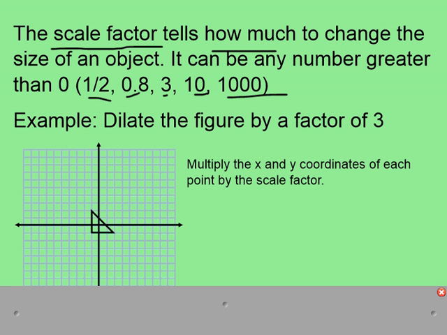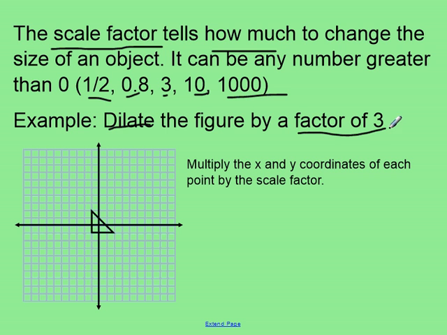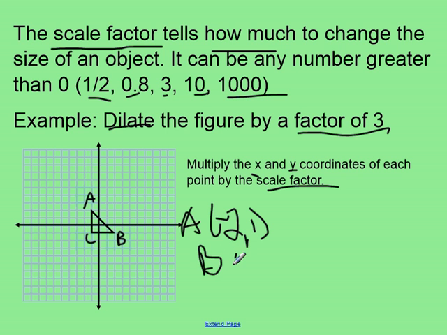So let's look at an example. I've got a little triangle down here, and we are going to dilate this figure by a factor of 3. The way we're going to do that is by taking the x and y coordinates of every point in our original shape and multiplying them by the scale factor. So first we have to find our points. This is point A, B, and C. Point A is at -2, 1. Point B is at 2, -1. And point C is at -1, -1.